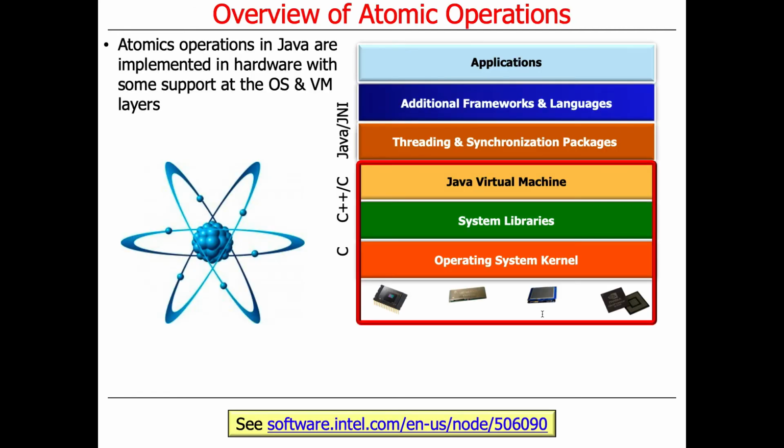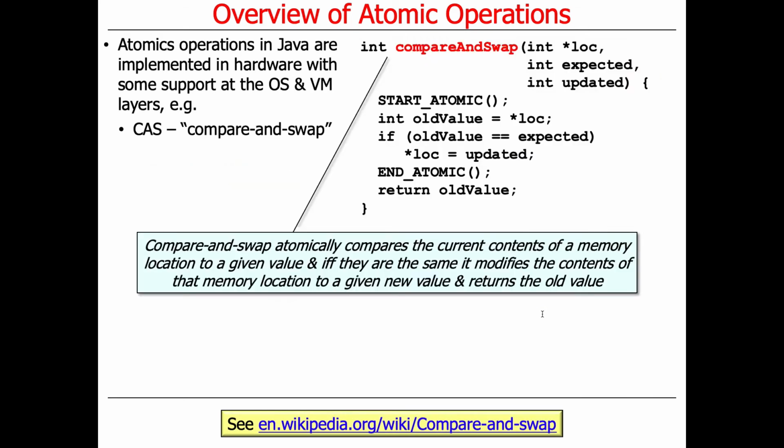So let's take a quick look at some of the atomic operations. At the core, these atomic operations are implemented in hardware, and then the underlying operating system and execution environment, the Java virtual machine and so on, provides you with encapsulations of what's available at the hardware level. The most common mechanism, we've talked about this before, is the compare and swap.